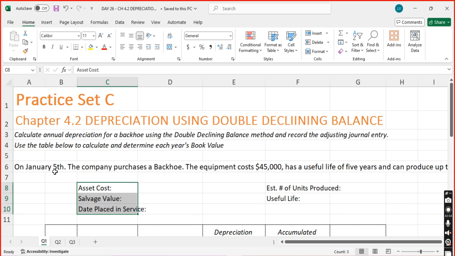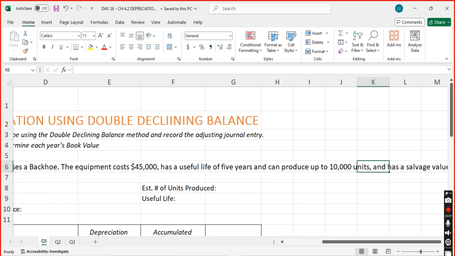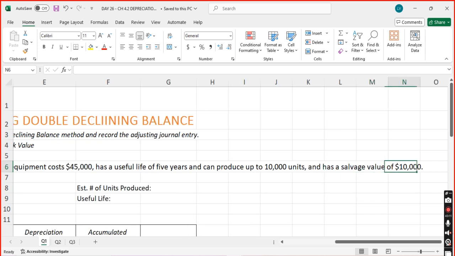So again, let's use the table below to calculate and determine each year's book value. Here's your information. You place it in service on January 5th. The company purchases a backhoe. The equipment cost you $45,000 and has an estimated useful life of 5 years, and can produce up to 10,000 units, or it could scoop 10,000 times. And of course, it has a salvage value of $10,000.